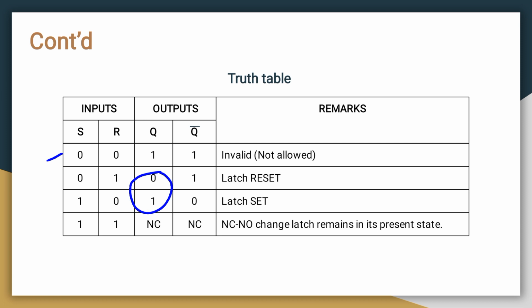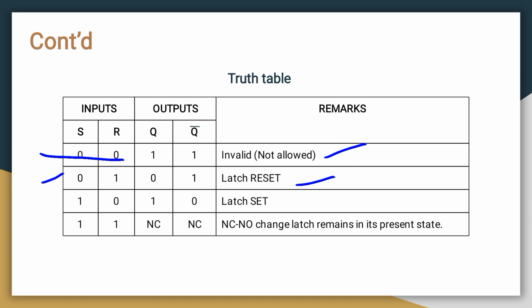So depending on the combinations of two inputs, that is 4 combinations, 0 0, 0 1, 1 0 and 1 1, we have to justify on which combination it is going to store 1 and which combination it is going to store 0. If both inputs are 0 0, it is an invalid state. Clear? Both the inputs are 0, it is an invalid state. Then if S is 0 and R is 1, the latch is going to reset. Reset means it is going to store the 0 value.